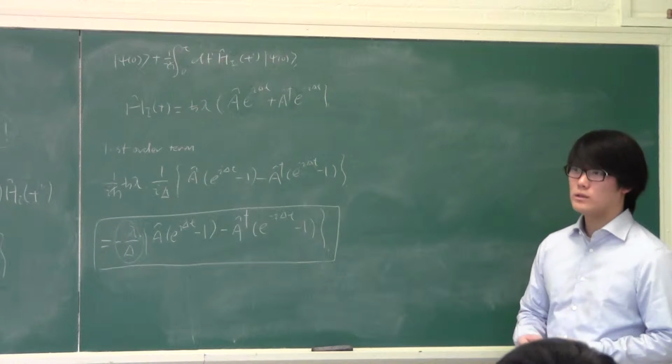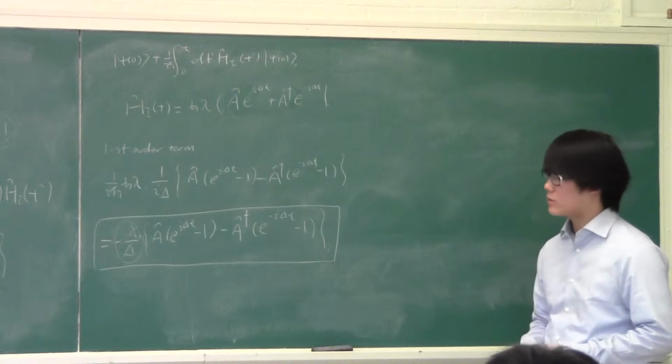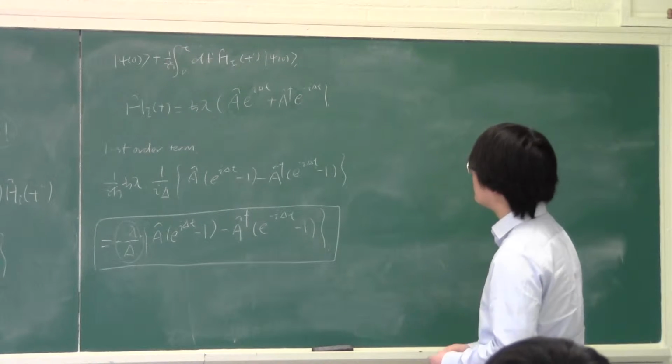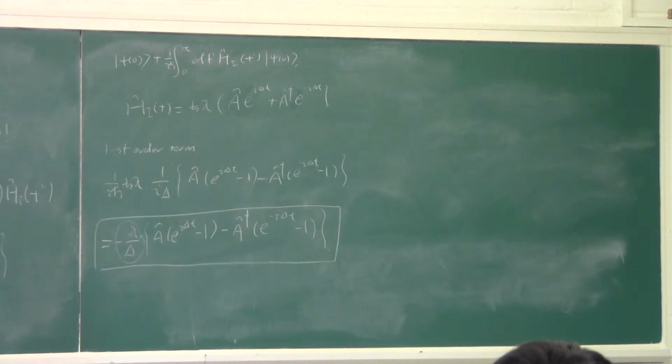If we're off resonant, then although there's a non-zero probability, it's small for the transition. Okay, so that's the first order term. And then let's evaluate the second order term, which is written right here.